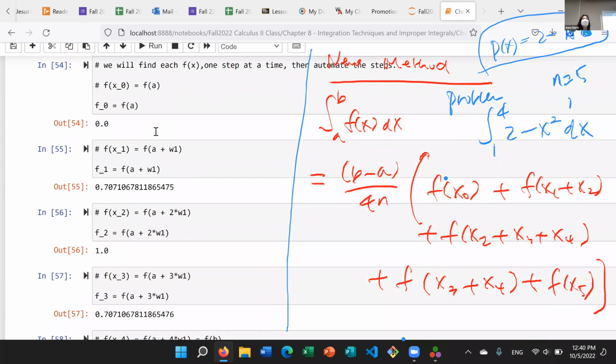Look at this one. How did you find the very x0? That was what? Very first one, f of a. How did you find x1? x1 is the same as what? A plus what? W1. How do you find x2? A plus what? 2W1.